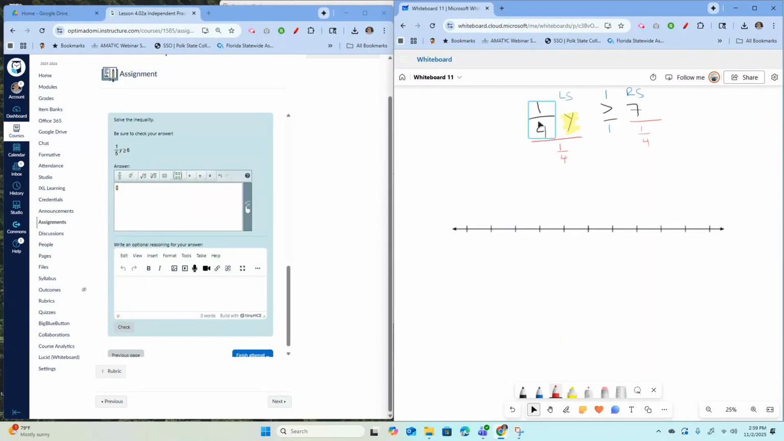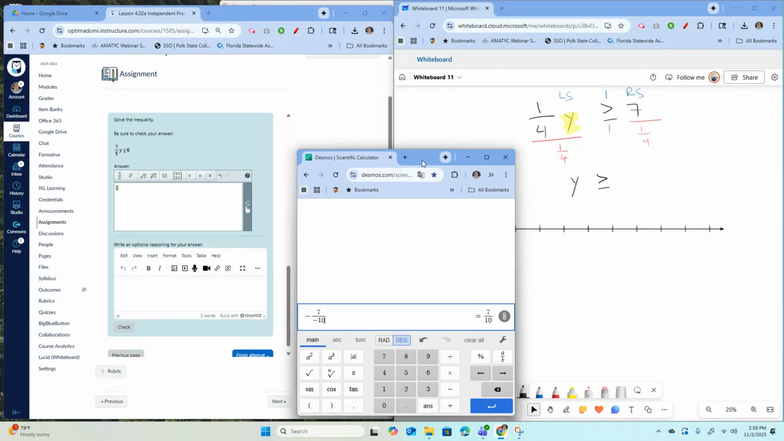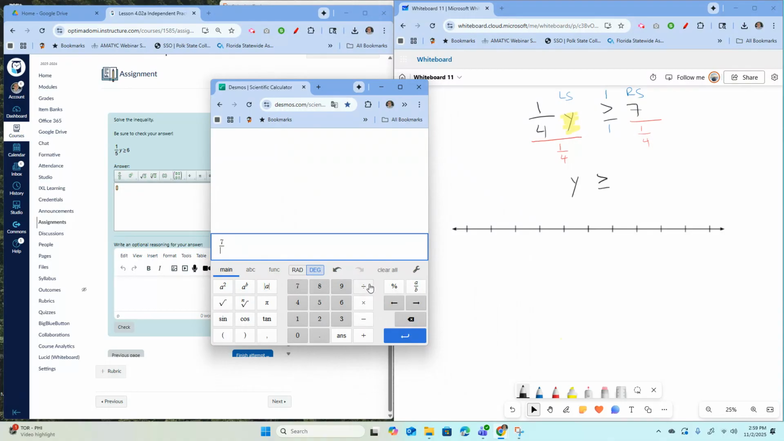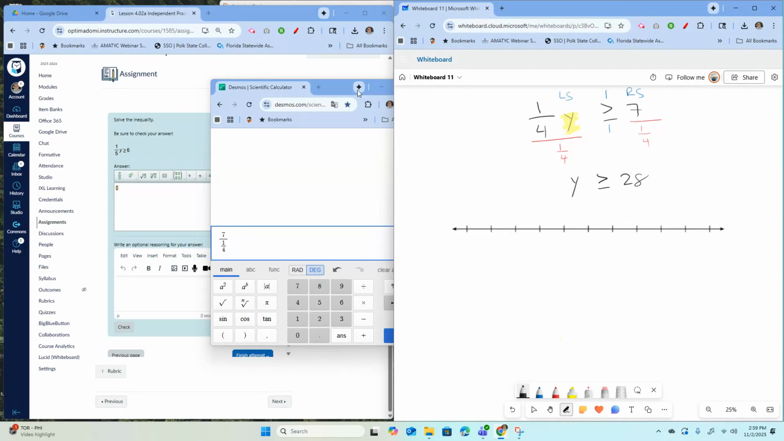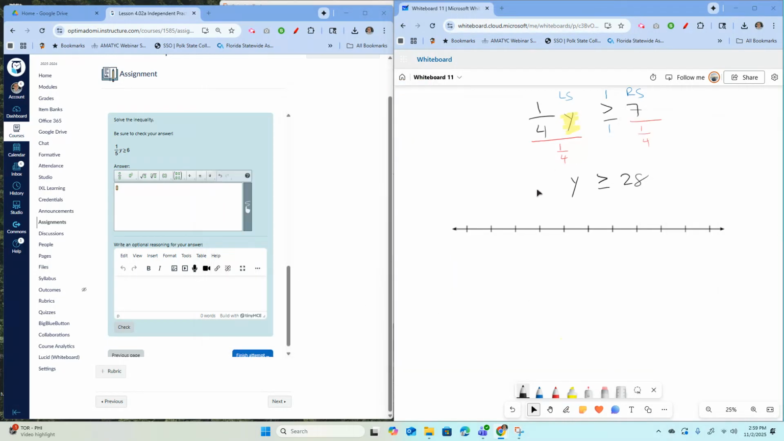And then every time you divide by the same number, you get really 1. So this is really 1y, but I'm not going to write 1. I'm going to just say y. Now, I did not divide by a negative. That's why I'm not flipping the arrow here. And then take your calculator and divide 7 divided by, now I'm dividing by a fraction. So click the fraction key, 1 over 4. And you can see you get 28. And again, I don't need to do any graph here. It's just writing my answer like I just did there. And that's it. That's how you do this independent practice.